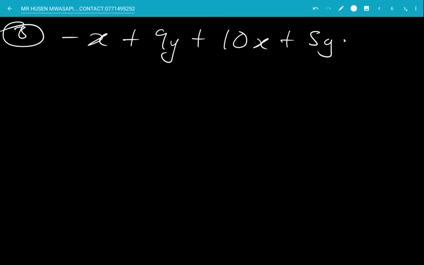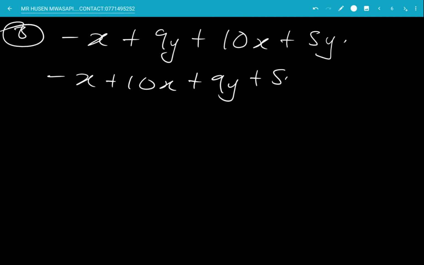Math is about speed and accuracy. So say you have minus x plus 9y plus 10x plus 5y. Step 1, collect the like terms. I start with the x's. So minus x plus 10x plus 9y plus 5y.